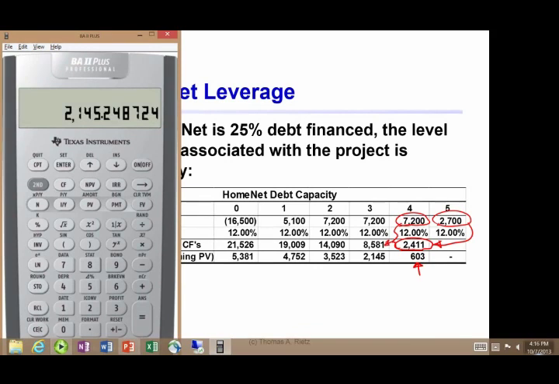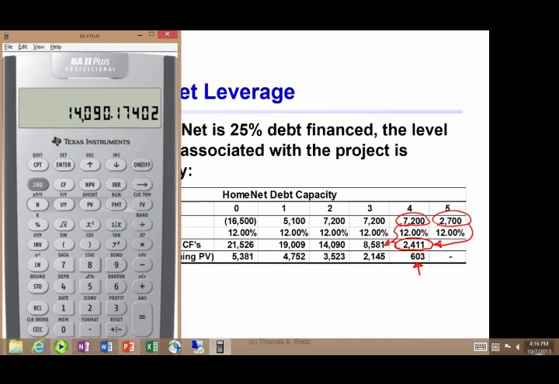Going back one more step, the 8,581 value in period 3 plus the cash flow in period 3, 7,200, discounted one time, is the 15,490 value in period 2. 25% of that debt is the 3,523 value of debt in period 2.